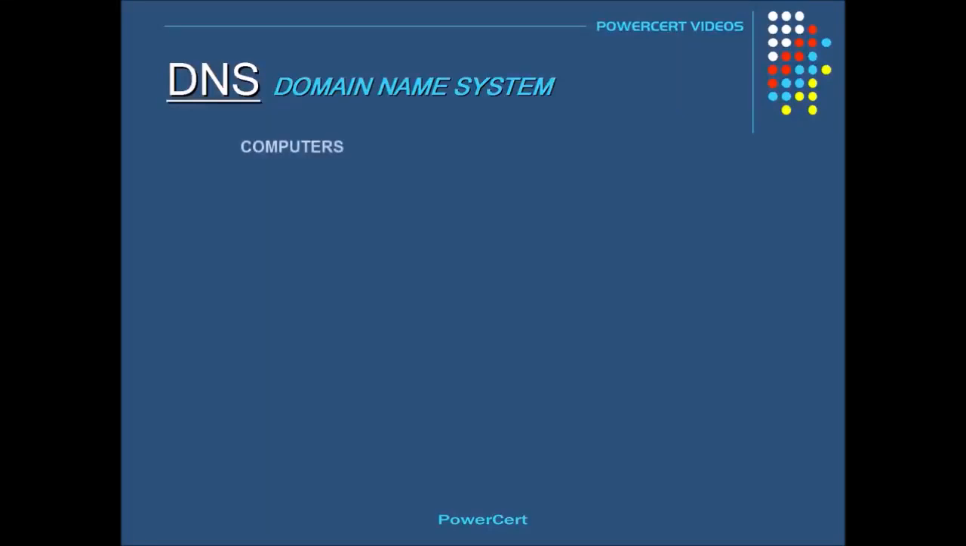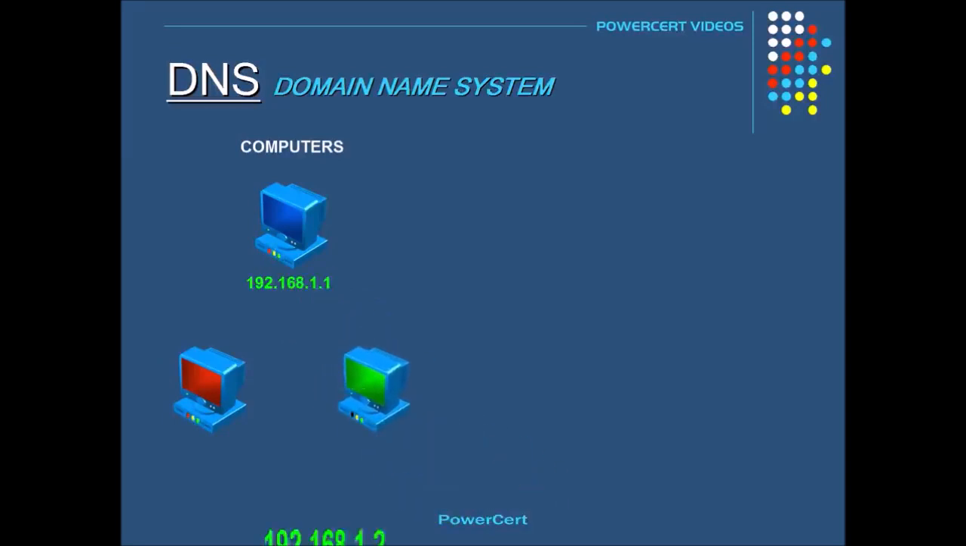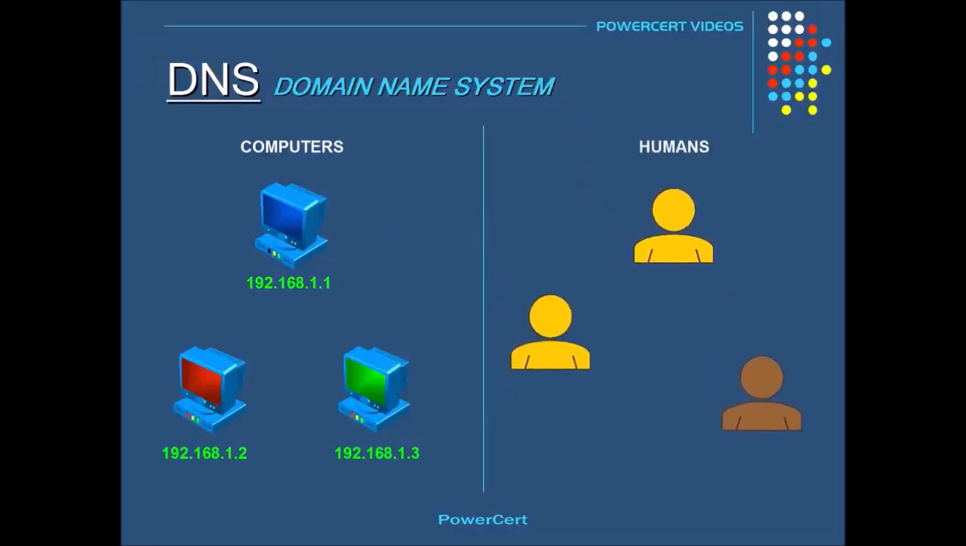In the world of networking, computers don't go by names like humans do. They go by numbers, because that's how computers and other similar devices talk and identify with each other over a network, which is by using numbers such as IP addresses. Humans, on the other hand, are accustomed to using names instead of numbers.